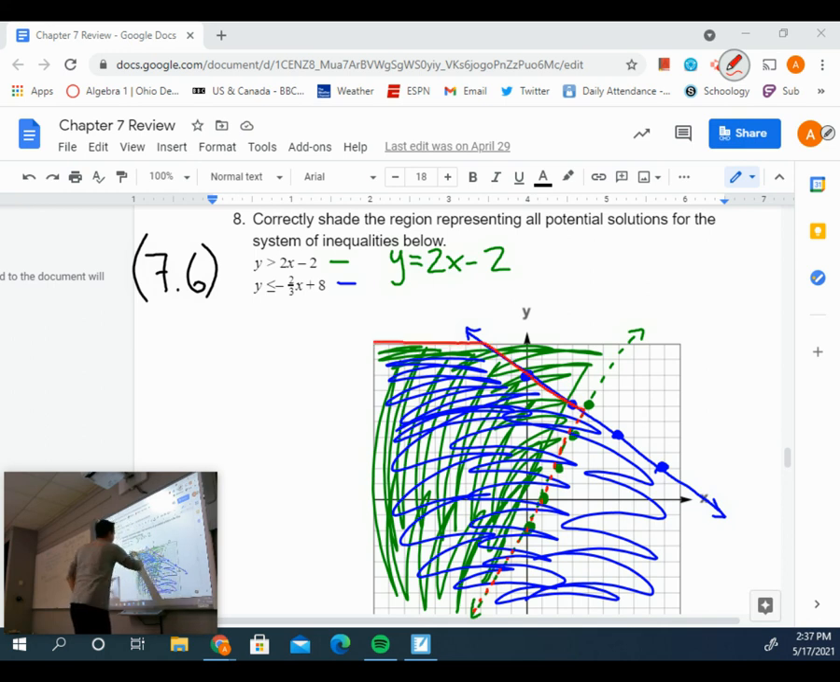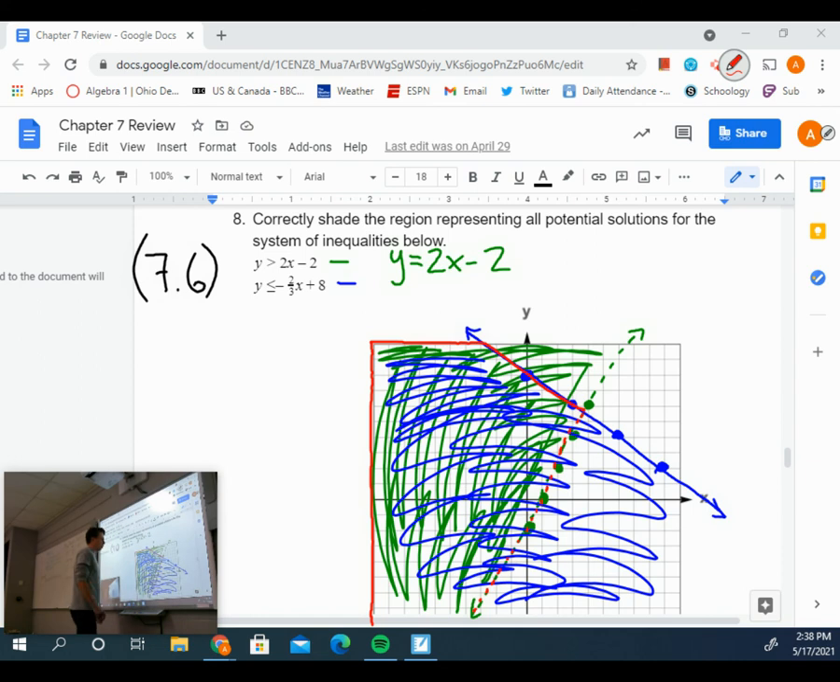Just like when we were graphing systems of equations and where they intersected, the point that got hit twice was the solution to the equations. The area that gets shaded twice are all the potential solutions to the system of inequalities, right? I don't want the area that just got shaded once, okay, because that means those coordinate points only make one inequality true. I certainly don't want the area that isn't shaded at all. That means those coordinate points make no inequalities true.